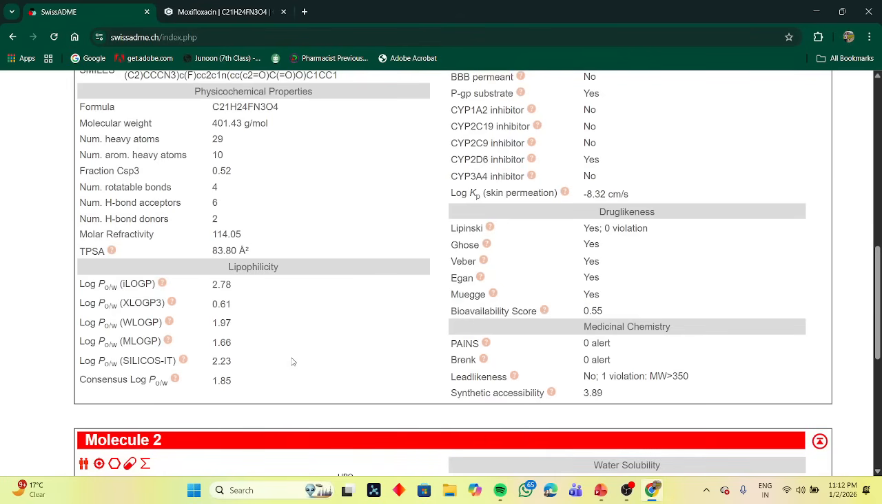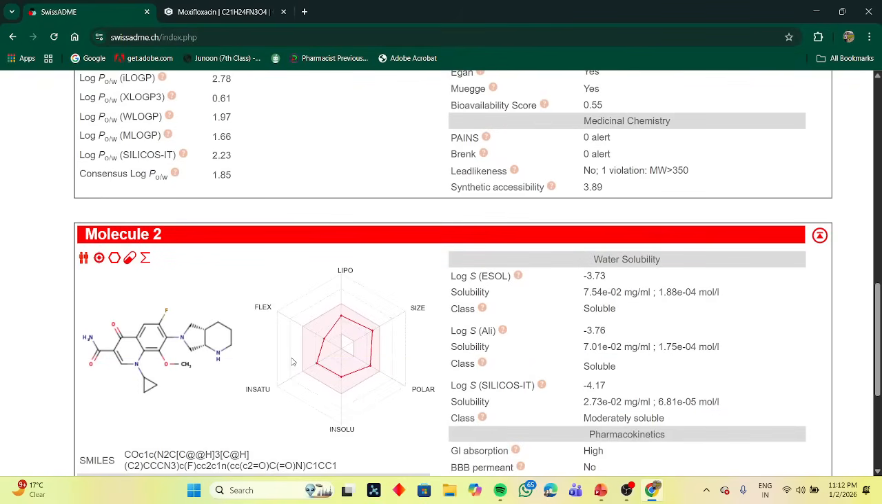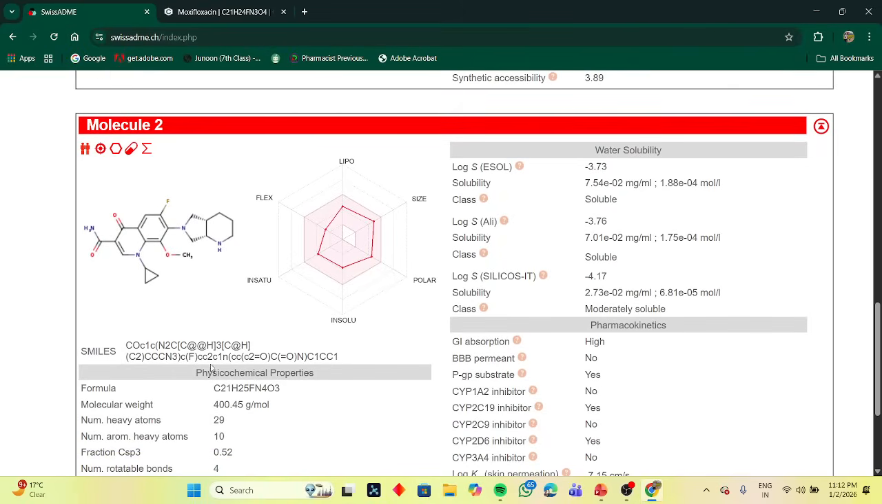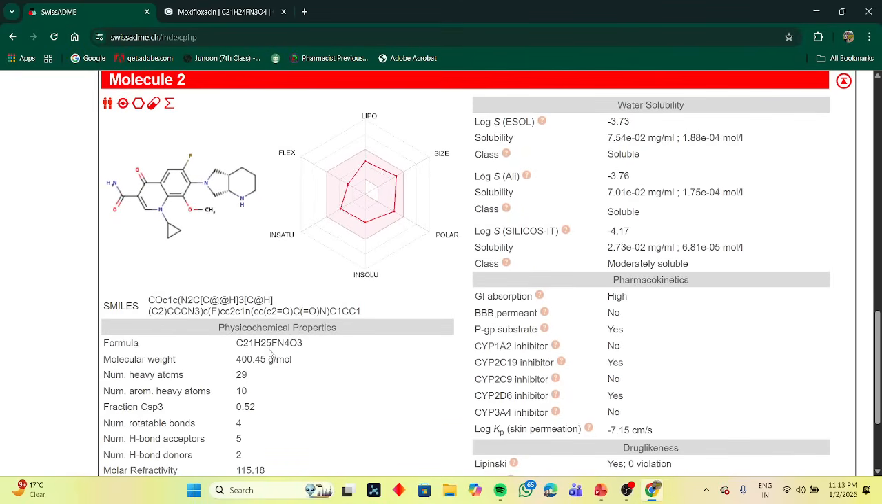Now next we come to the second drug, the derivative that we have prepared by using LBDD. The same thing applies, starting with the physicochemical parameters.